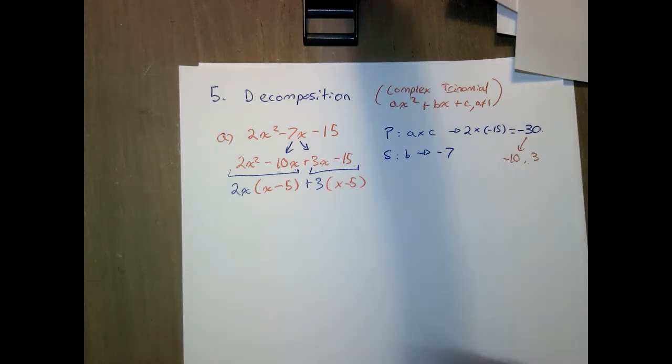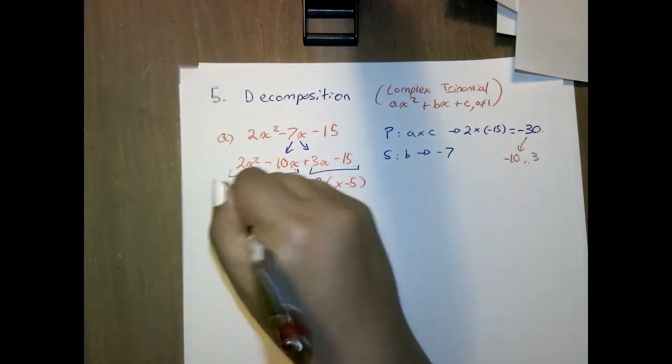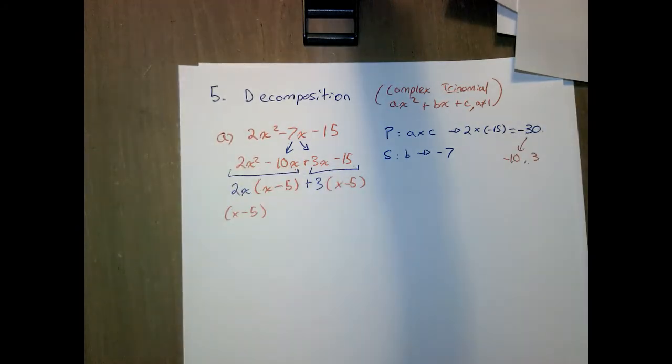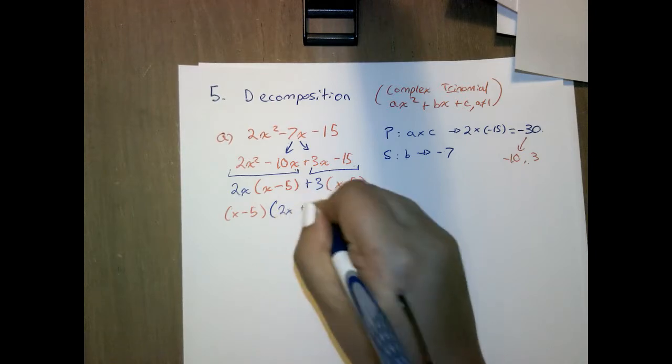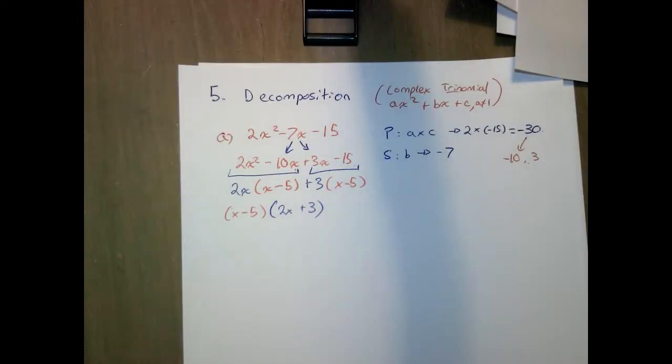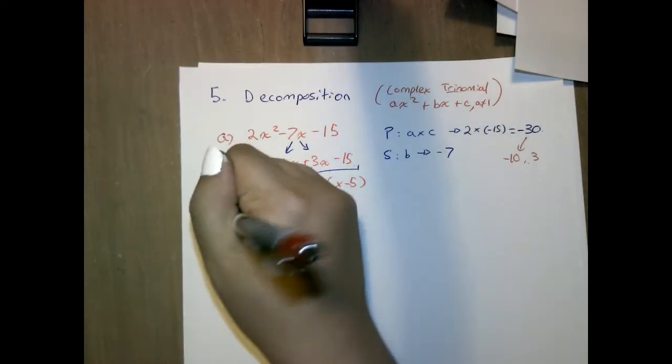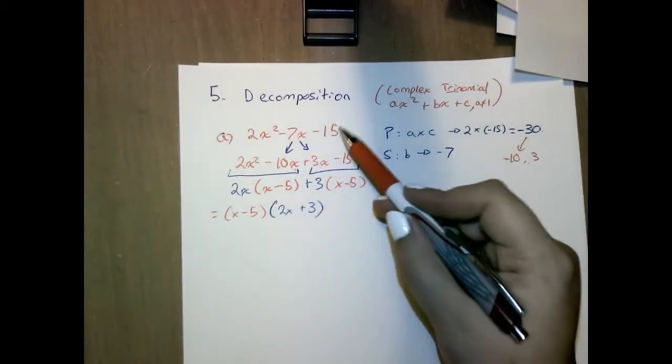And then after that, I'm going to factor out my x minus 5. So I have x minus 5, and I'm left with a 2x plus 3. So this is my final factored form of my complex trinomial.